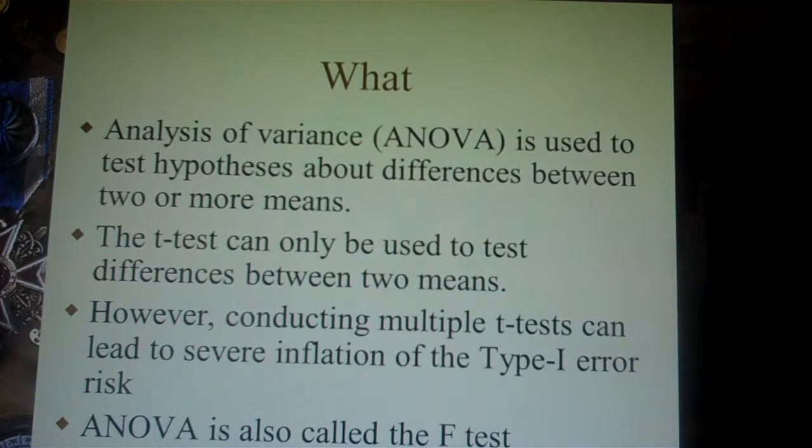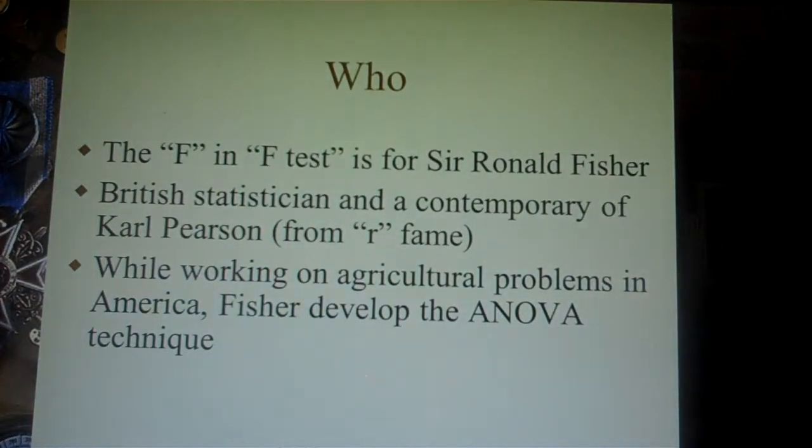ANOVA, or Analysis of Variance, is used to test hypotheses about the difference between two or more means. The t-test can only be used when you have two means. If there are more than two means, you have to use ANOVA. If you conduct multiple t-tests, you can inflate your risk of a type 1 error. ANOVA is also called the F-test. And it's called the F-test because the inventor of ANOVA was named Sir Ronald Fisher.